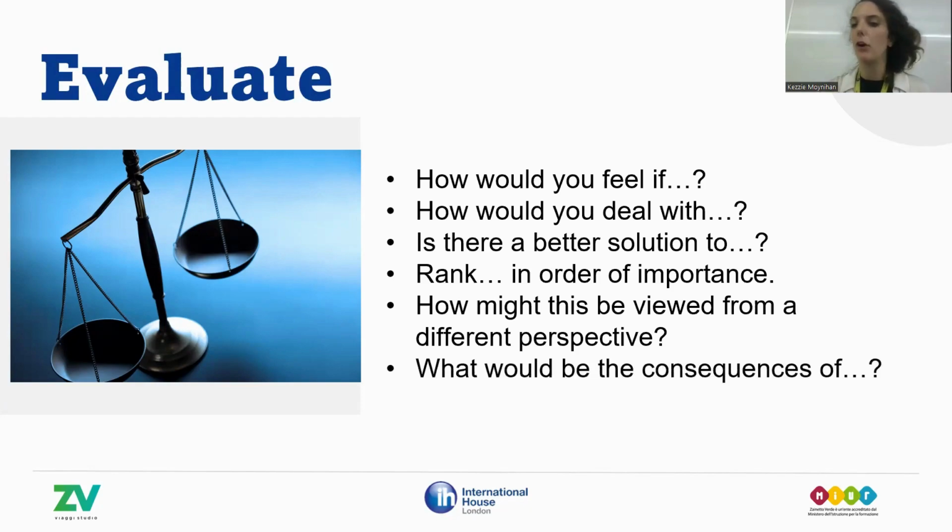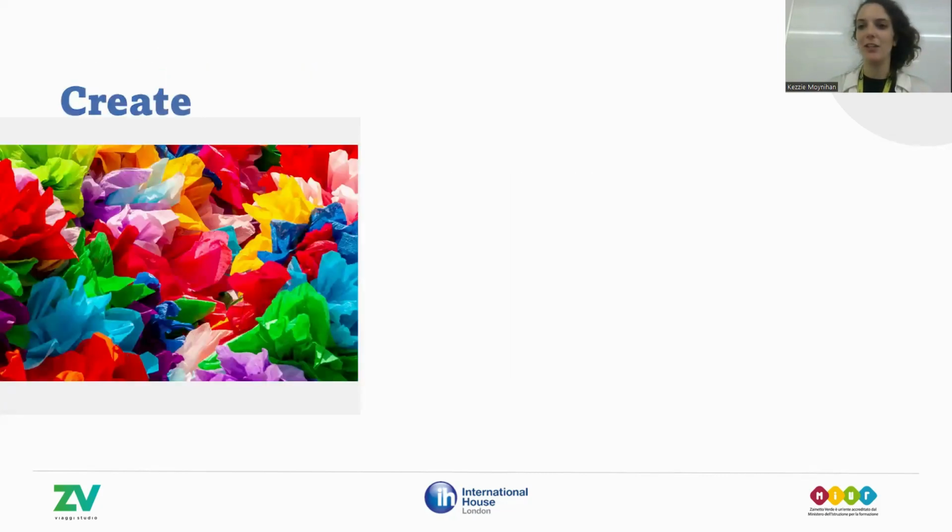Finally, what would be the consequences of? Giving them an action and getting them to discuss what could happen or what might happen if that took place. Finally, we're going to look at create. This is the highest order of thinking according to Bloom's taxonomy and requires learners to synthesize and mix everything they've learned together to create something new.